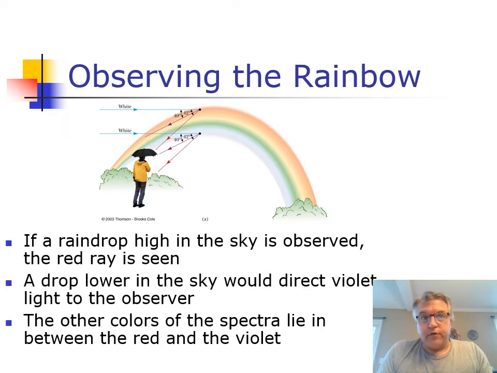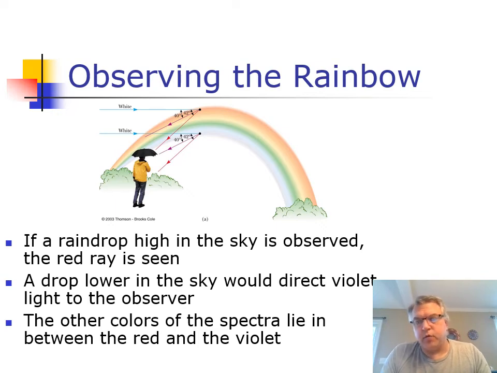So for the raindrops that are higher up in the sky, you are going to see all of the red wavelengths from that raindrop, from that droplet of water. The violet wavelengths are going to travel over your head. For the water droplets that are lower in the sky, you are going to see the violet wavelengths refracted from those drops, and the red wavelengths from those drops that are lower down in the sky are going to go below your eyes, and you won't see those wavelengths.